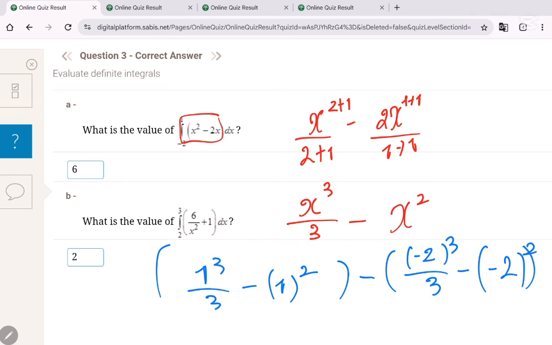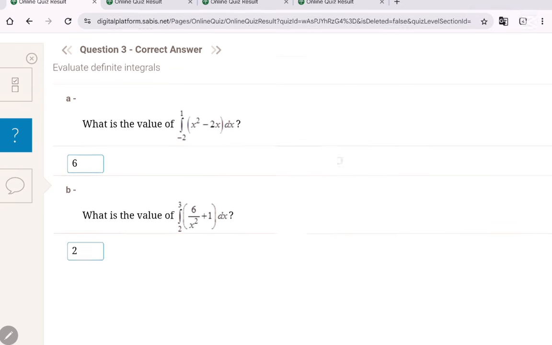So you can put it on your calculator. 1 to the power of 3 over 3 minus 1 squared, minus minus 2 to the power of 3 over 3 minus 2 squared. Don't forget the brackets. They're the most important part of the equation. They can ruin the whole equation if you don't put them correctly, and you will get an answer which is 6. We move on to part B.